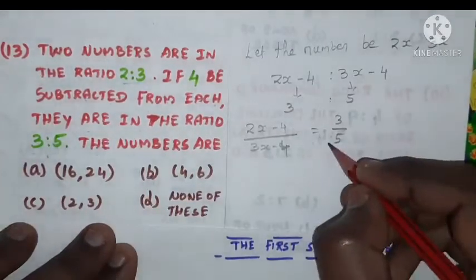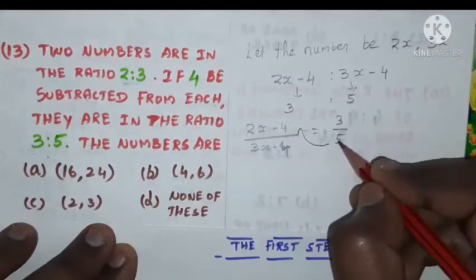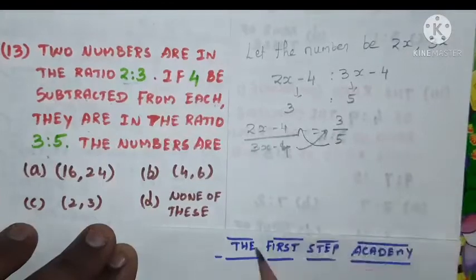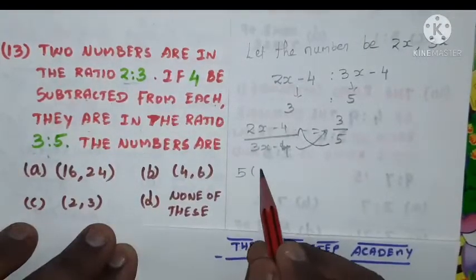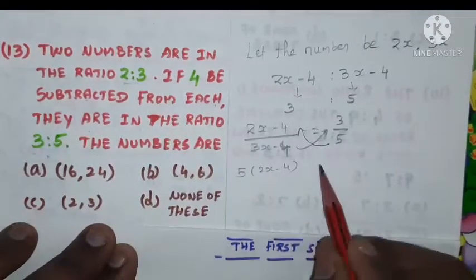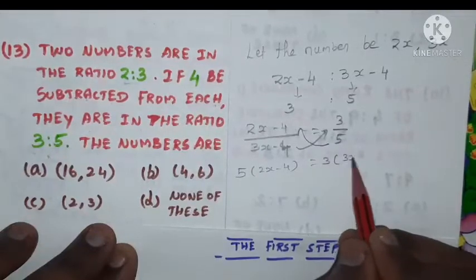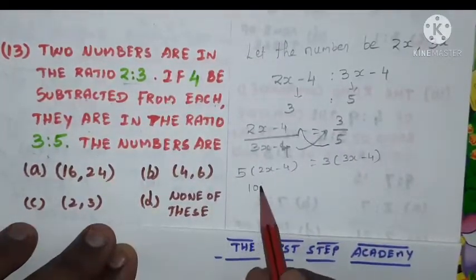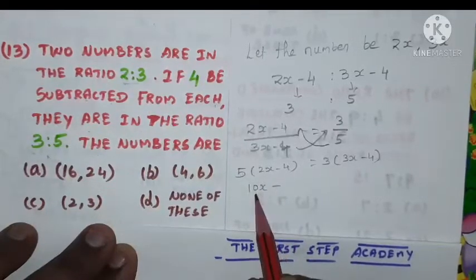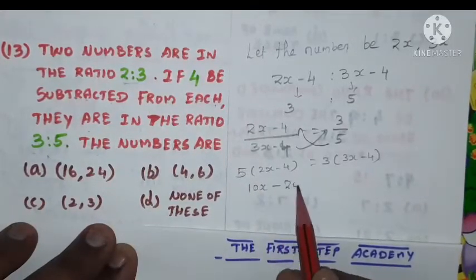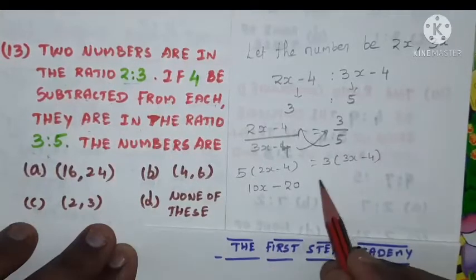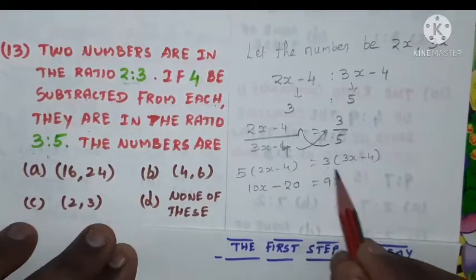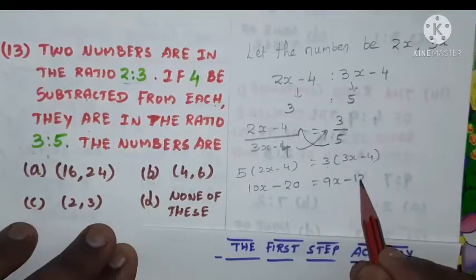Now bring this 5 to the left hand side and bring this 3x minus 4 to the right hand side. Hence 5 into 2x minus 4, which is equal to 3 into 3x minus 4. Now 5 into 2x is 10x, 5 into minus 4 is minus 20, which is equal to 3 into 3x is 9x, and 3 into minus 4 is minus 12.